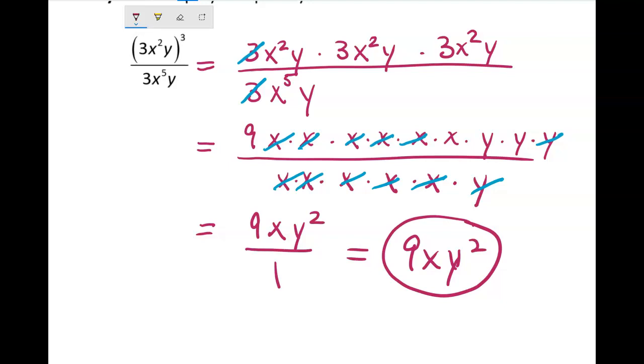A quick note about simplification: 9xy squared over 1 is 9xy squared, because when you divide by 1, that doesn't change the value of a number, right? When we divide by 1, that can be simplified. All right, that's it for this section.